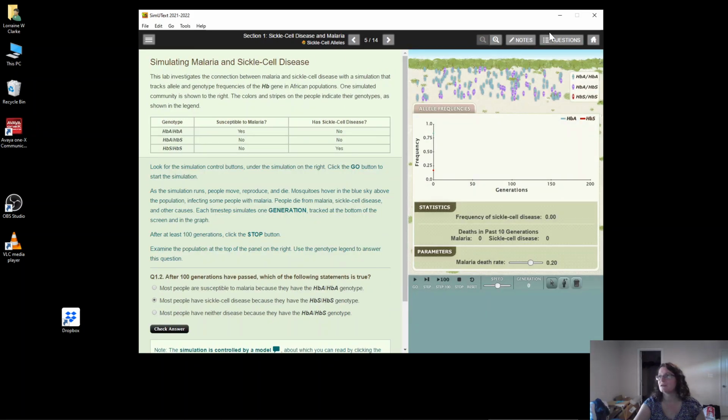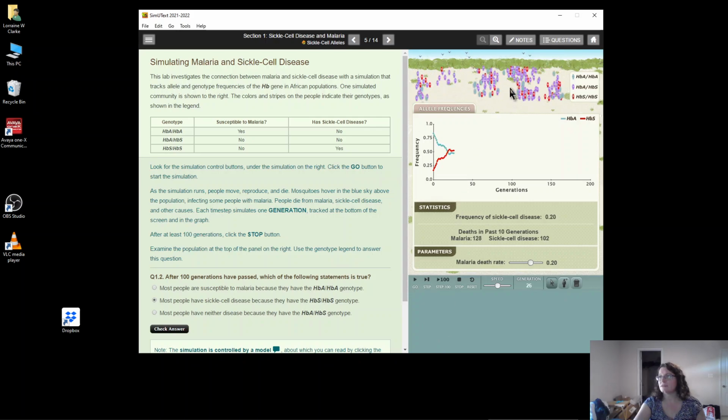So, make this big, as big as I can get it at least. Okay. Here's the deal. This lab investigates the connection between malaria and sickle cell disease with a simulation that tracks allele and genotype frequencies. Allele and genotype frequencies, we're talking about Hardy-Weinberg, remember. This is going to build up to it, but this is a piece, okay? So, look for the simulation control buttons, they're down here. Click the go button, okay? And we're going to run this.